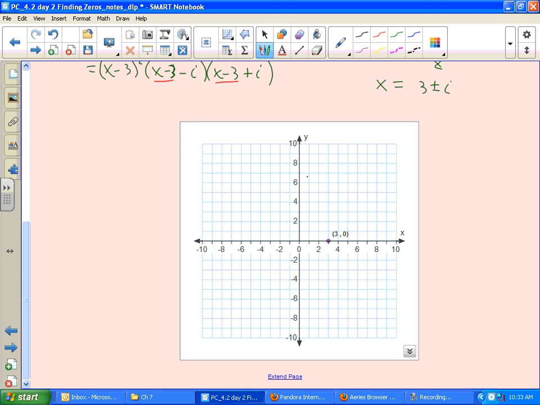And it's going to come down. It's going to kind of flatten out and then go back up. Kind of looks like a parabola, just gets a little flatter down there near the x-intercept.